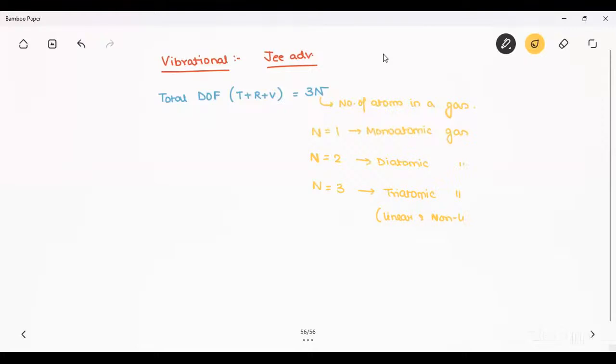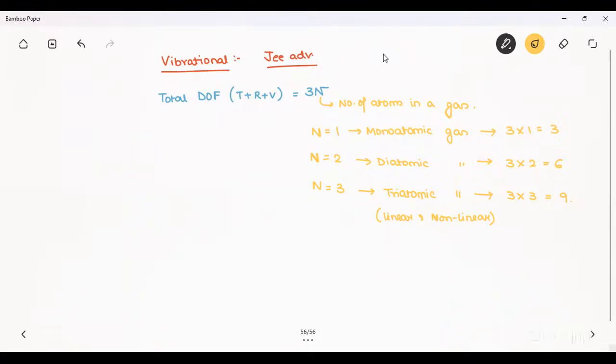Up to this clear? Everyone? Yes, ma'am. Okay. So total DOF for monoatomic gas will be 3 into 1. Total DOF for diatomic gas is 3 into 2, 6. Total for triatomic gas is 3 into 3, 9. Right? Yes, ma'am.